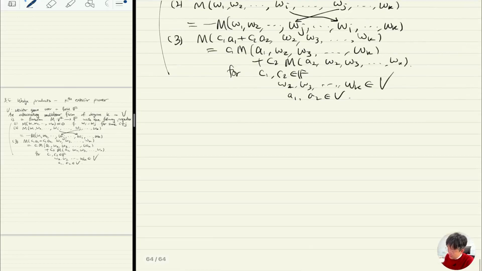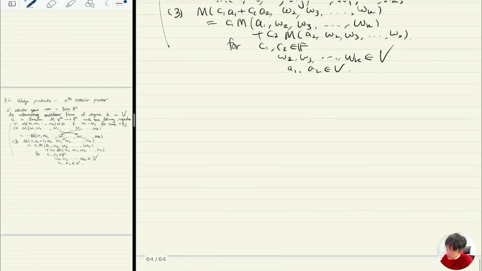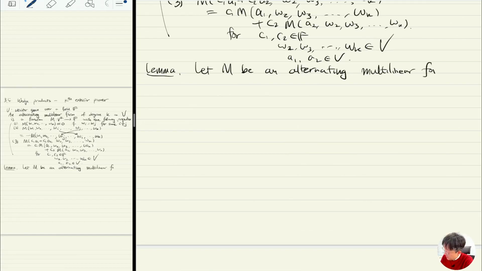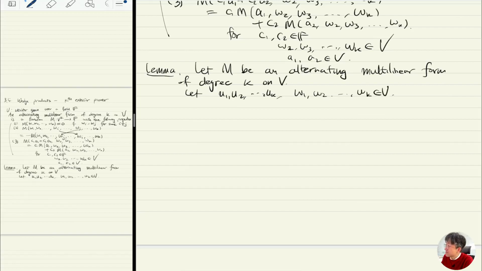All right, now here's a fundamental property. Let M be an alternating multilinear form of degree k on V, and let u1, u2, ..., uk and w1, ..., wk be vectors in V.